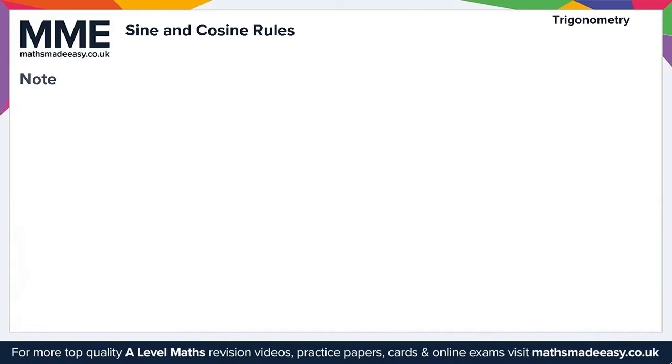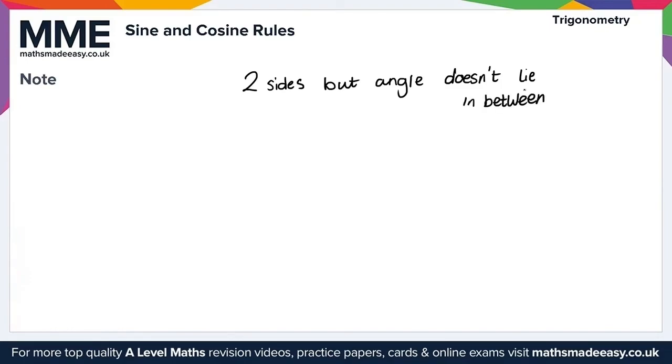Okay, so the issue here is if we have two sides that we know, and we have an angle that doesn't lie in between. So the angle does not lie in between. Okay, this is when we have an issue here. And in that case, like we've just said, we would usually need to inspect the surrounding system there. So that concludes this Maths Made Easy video on the sine and cosine rules.